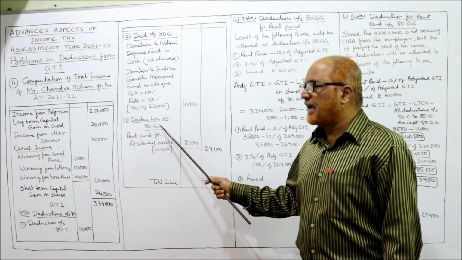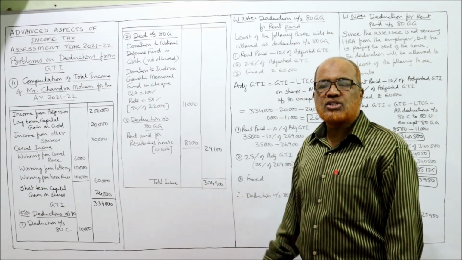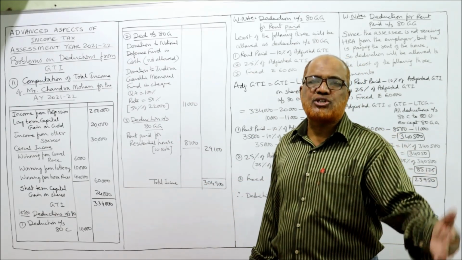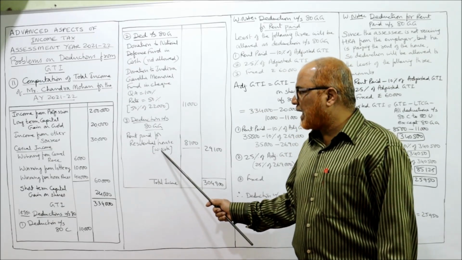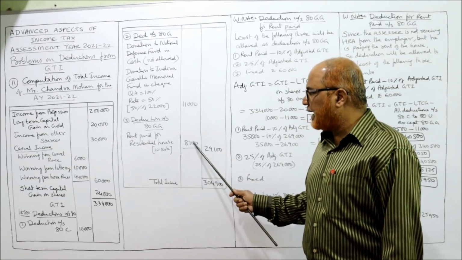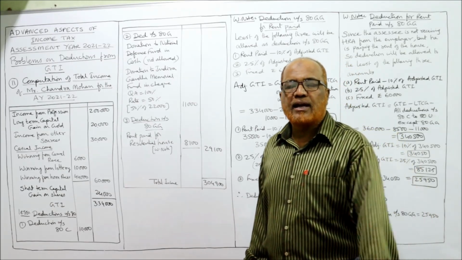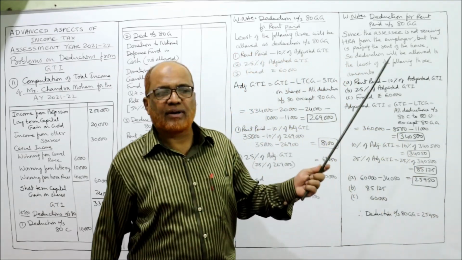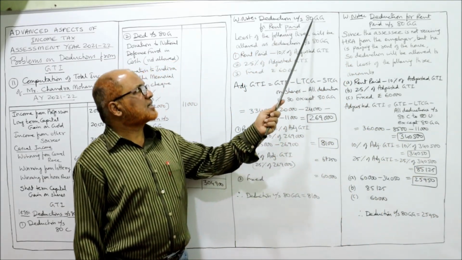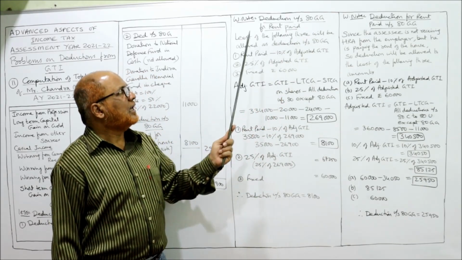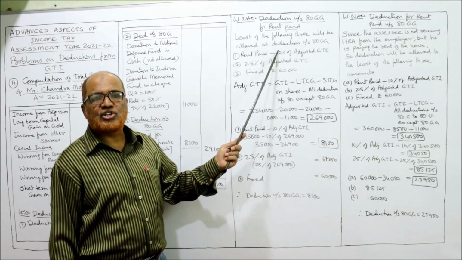Now deduction under section 80GG. This deduction is for rent paid for a residential house. This we have to calculate in a working note. We got 8,100. How did we get 8,100? I am showing it in the working notes. Deduction under section 80GG, rent paid: the least of the following three amounts will be allowed as deduction as usual.